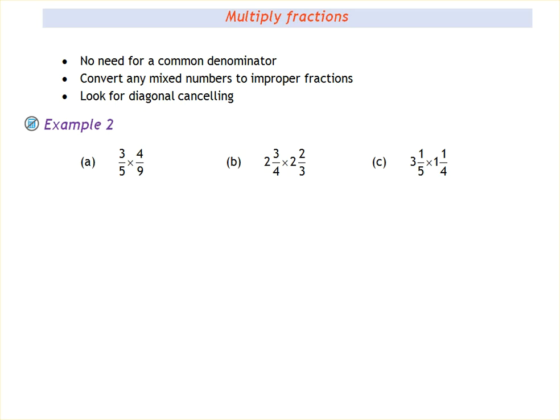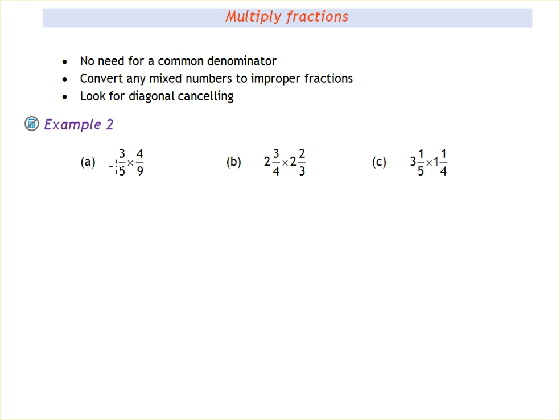Okay, so in example 2 we're going to look at multiplying fractions. Now there is no need to find a common denominator when you're multiplying, but you do need to convert any mixed numbers into improper fractions. And it's always really helpful if you can look for some diagonal cancelling, and I'll show you what I mean by diagonal cancelling in a minute.